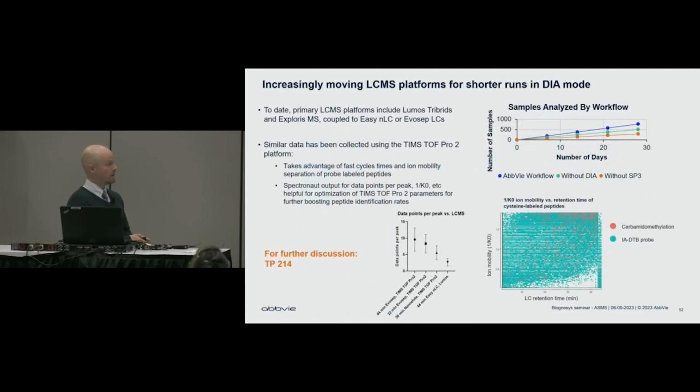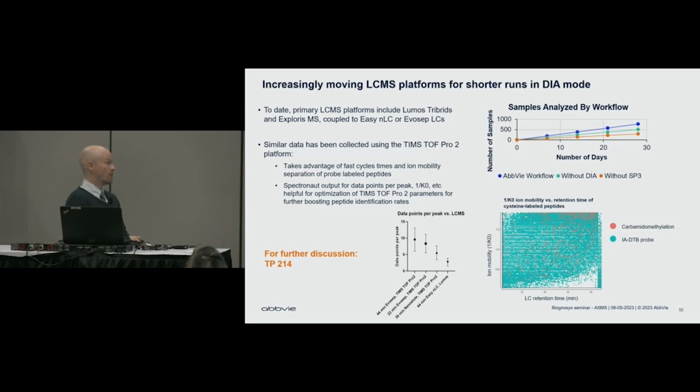So our throughput has increased specifically for DIA with all the changes that we've had over the course of our optimization. We're now able to run close to 500 samples, or this is now 800 samples within 30 days. And so throughput, we're expecting to only increase. We have timsTOF Pro 2s that we now have installed as well, which are enabling us to get to shorter runs. And so compared to Lumos or Explorer systems, we're able to see 3 to 4 data points per peak with our DIA methods, even with wide windows.